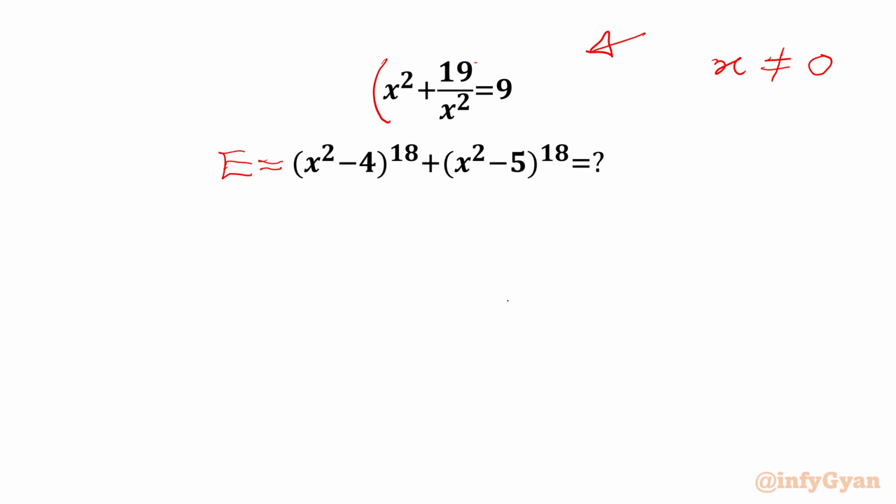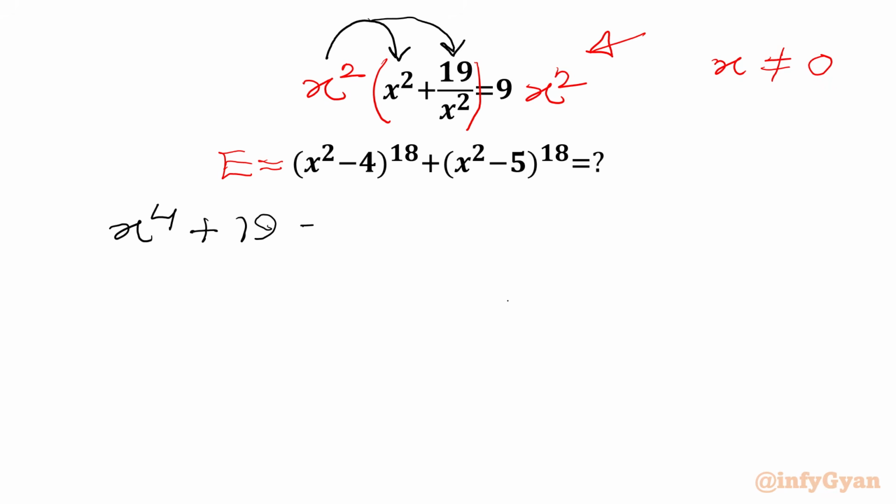Once x is not equal to 0, we can multiply our equation by x square both sides to get rid of denominator x square. So we'll multiply x square with x square and we'll multiply x square with 19 over x square. We will get x power 4 plus 19 equal to 9x square. We'll take all the terms to left hand side and write x power 4 minus 9x square plus 19 equal to 0.